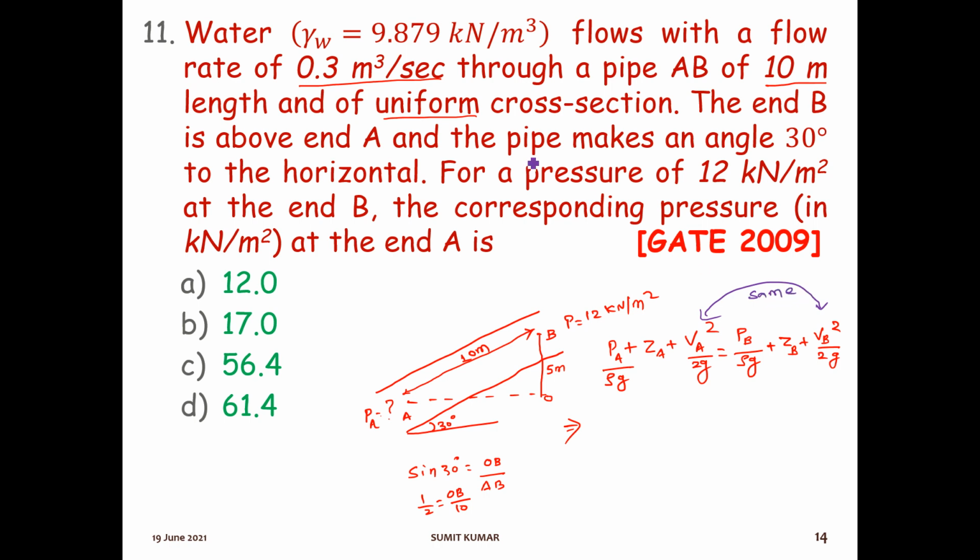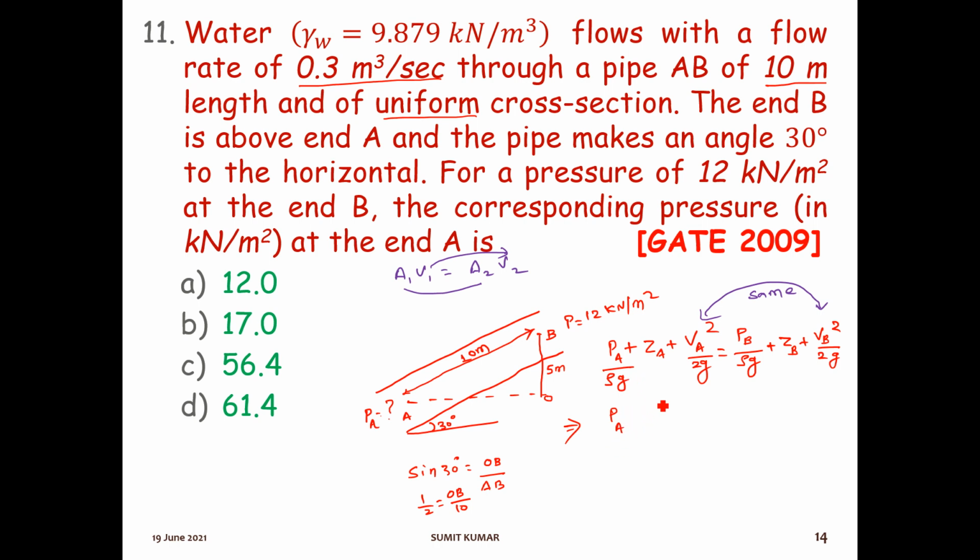Here we can say this VA square by 2G and this VB square by 2G will be same. Why is it same? Because in the question it is written uniform cross section area, which means this area will be same. If we apply A1V1 equal to A2V2, since A1 and A2 are same, obviously V1 and V2 will also be same. So that's why this velocity head will also be same.